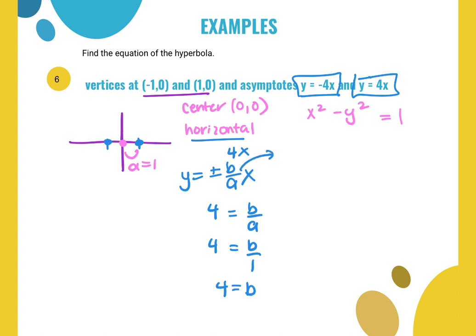So if I had done 4 over 1, that would reduce to 4, and that would give me my plus and minus 4x. So I know a is 1, so x squared is going to go over a squared, which would be 1, and b is 4, so y squared is going over b squared, which is 16. You don't need the 1 underneath the x squared, but it won't be marked wrong, so if you do leave it, it's okay.